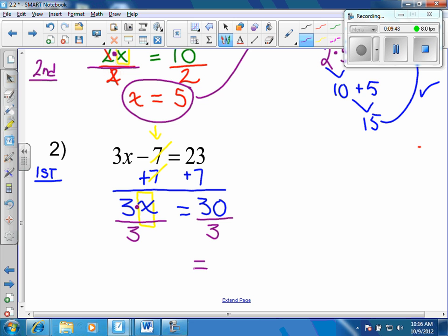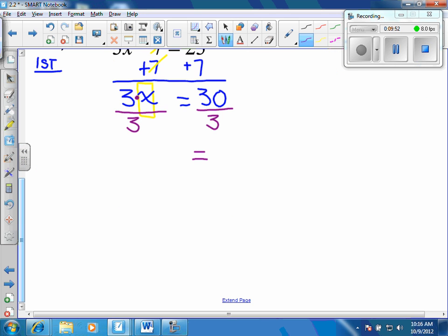And so on the left-hand side, 3 divided by 3 is what, Will? 10. Oh, that's the right-hand side. And over here, these cancel to just be x. And that's your final answer.